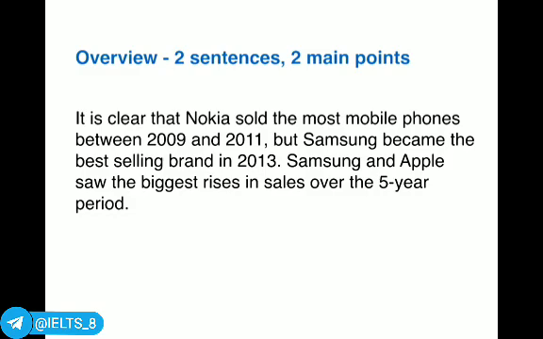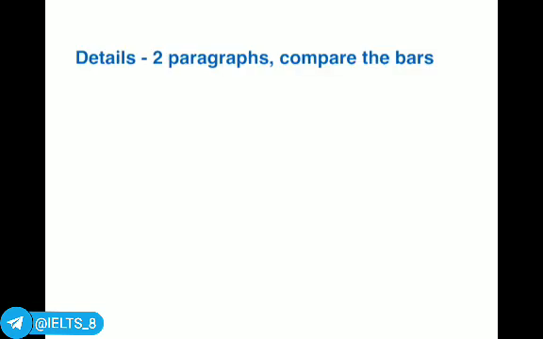It is clear that Nokia sold the most mobile phones between 2009 and 2011, but Samsung became the best-selling brand in 2013. Samsung and Apple saw the biggest rises in sales over the 5-year period. And that's it. 2 paragraphs done. Now we can move on to describe the details. 2 paragraphs, compare the bars.